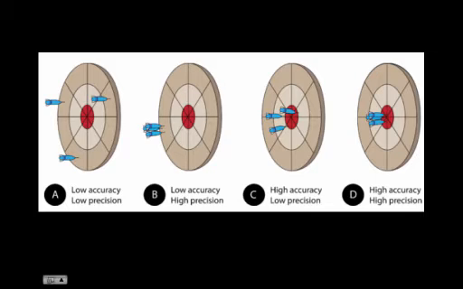Letter C has high accuracy because they're all fairly close to the bullseye where they're supposed to be, but low precision because they're kind of all over the place. So they're not all close to the bullseye in the same place. And then finally, this is what we're looking for. This one has high accuracy because they're where they're supposed to be, and high precision because they all ended up in the same place.